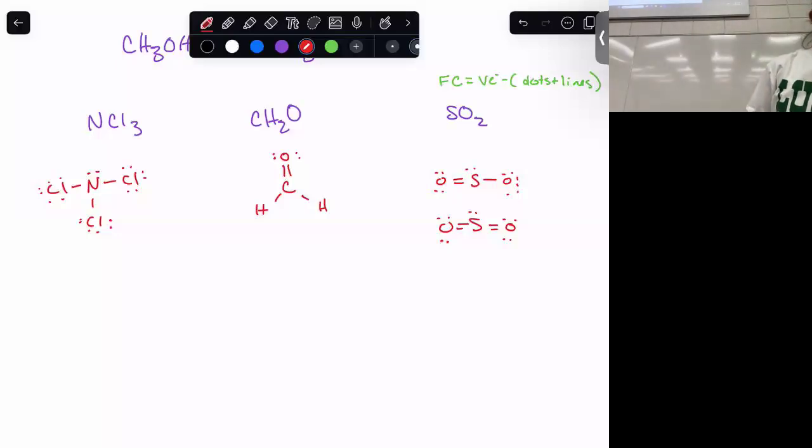Formal charge, do you do that for each of the atoms in the molecule or for the total? For each of the atoms in the molecule. So for NCl3, you could technically solve for 4 formal charges: 1 for the nitrogen and then the 3 chlorines. They'll all be the same. But yes, you can solve it for each atom.